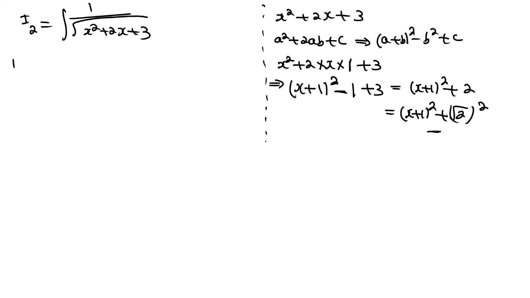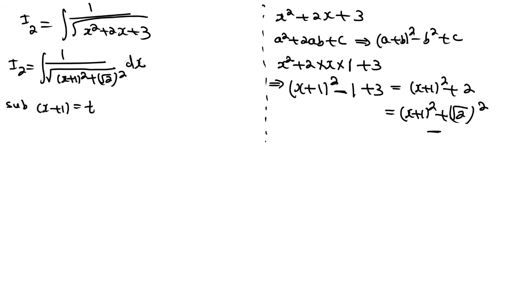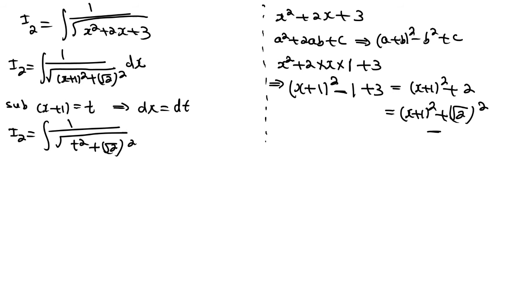Substitute the I2 value: I2 is equal to integration of 1 by square root of this much value, which is (x plus 1) whole square plus (root 2) whole square, into dx. Next substitute x plus 1 is equal to t. This implies dx value is equal to dt. So I2 is equal to integration of 1 by square root of t square plus (root 2) whole square into dx, whose value is dt.